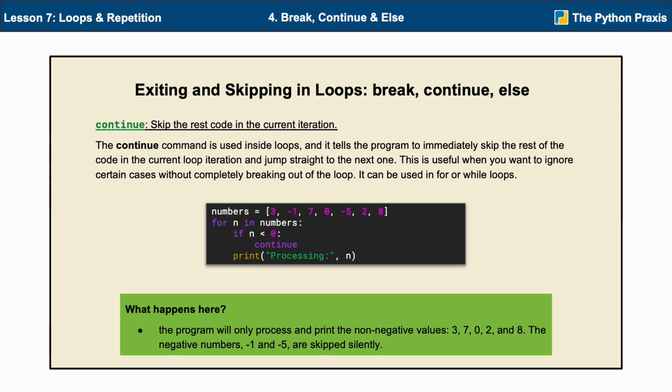Actually, continue instructs Python to skip the rest of the code in the current iteration. Here we have an example for the use of continue. A list called numbers contains 7 integer numbers. Using a for loop, we go through all the numbers in the list, and with an if statement, we check for negative integers. In case Python finds a negative integer, it proceeds to the next iteration, and if not, it prints a message. What happens here? The program will only process and print the non-negative values 3, 7, 0, 2, and 8. The negative numbers -1 and -5 are skipped silently.